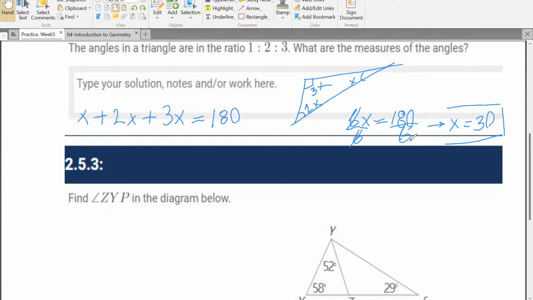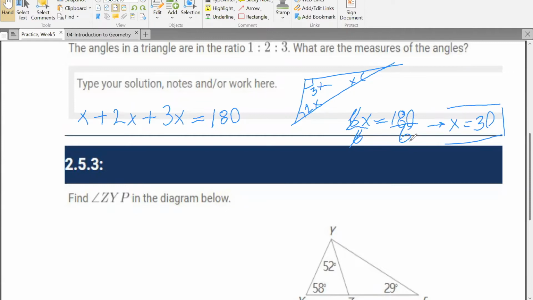Okay, so the question was, the angles in a triangle are in the ratio 1 to 2 to 3. What are the measures of the angles? Okay, so we found x. We still haven't answered the question, because the question says, what are the measures of the angles?